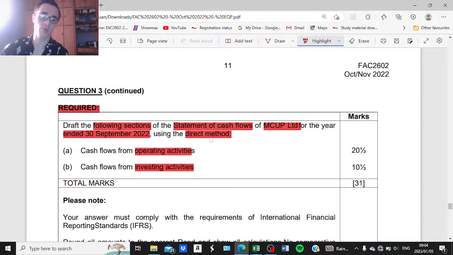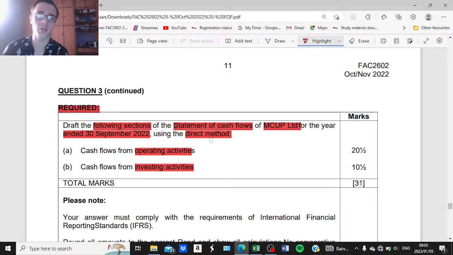And according to our required section, only 2 sections need to be drafted. Firstly, we need to draft the cash flows from operating activities. Now, this is the most popular section that they ask in a statement of cash flows question. Okay, so please make sure that you are familiar with the operating activity section, which items are included in that section, and what items need to be shown as an outflow and what items will be shown as an inflow of cash.